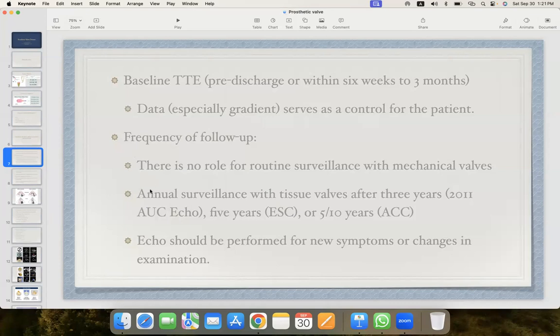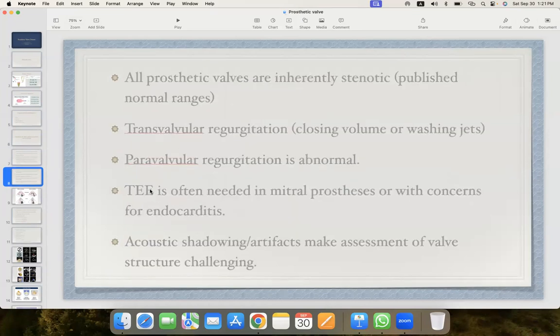In terms of follow-up, this is also important for your exam. We usually say that there is no role for routine echo in the patient with a mechanical valve. However, in the patient with a bioprosthetic valve, the ACC recommends repeating an echo after 5 years, then another echo after 10 years, and then yearly after that. And of course, you're going to do an echo if the patient develops any symptoms. The other point to remember is that all prosthetic valves usually have a higher gradient than native valves. This is why it's very important to compare the gradient to the baseline, or you can compare it to the normal range references.